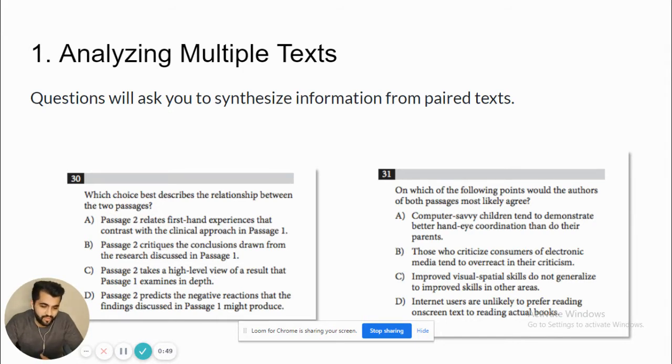And the second question is, on which of the following points would the authors of both passages most likely agree? So for these types of questions, you have to make sure that you have read both of the passages before answering. For some questions, you can read only passage number one and then answer them, and then you can read passage number two and answer passage number two questions. But for these types of questions, you have to make sure that you have read both of the passages, you understand the relationship between them, and then you can answer this quite easily.